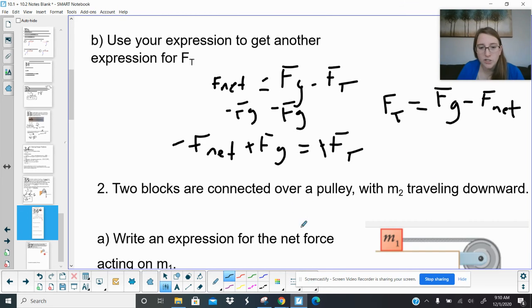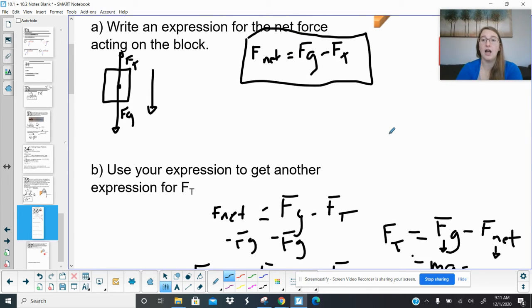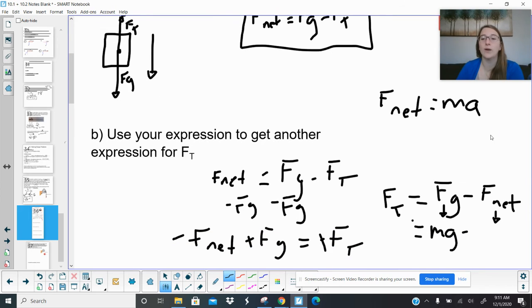Real quickly, we're going to do it down here as well, but just to recall what our formulas were for force of gravity and force net, because again, it's been a while. We should know the formula for force of gravity. What is it? It's mass times gravity, right? However, the net force, remember, Newton's second law, the net force acting on an object equals what? The mass of the object times its acceleration.